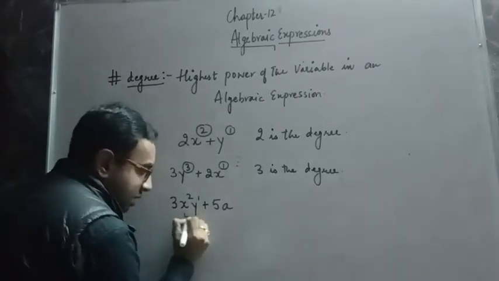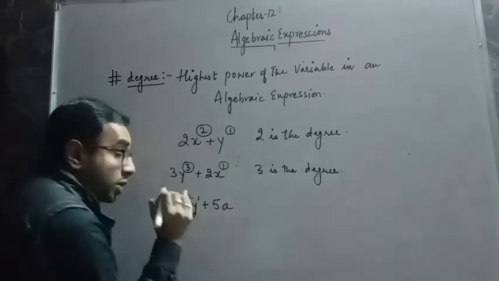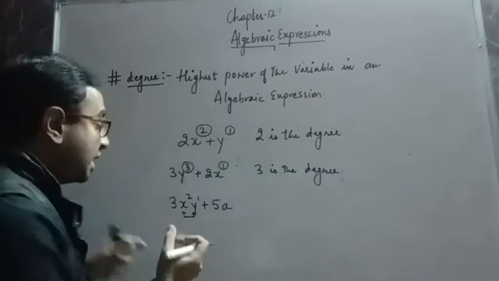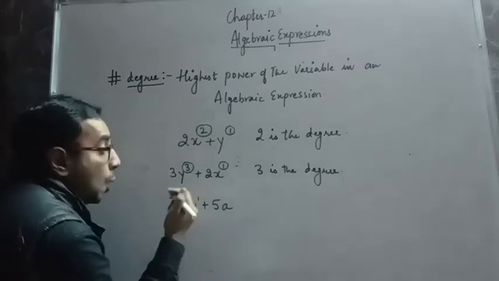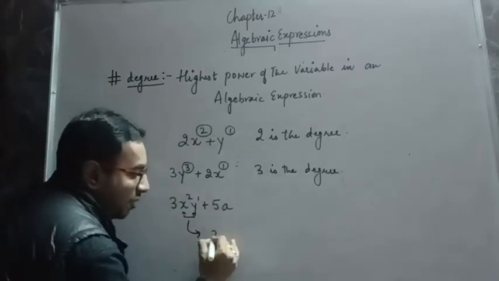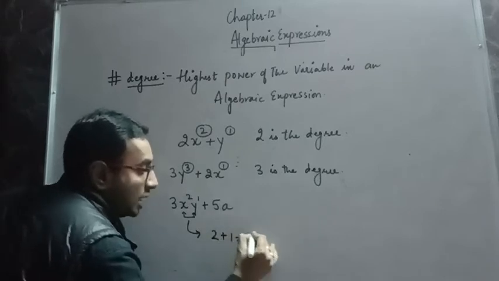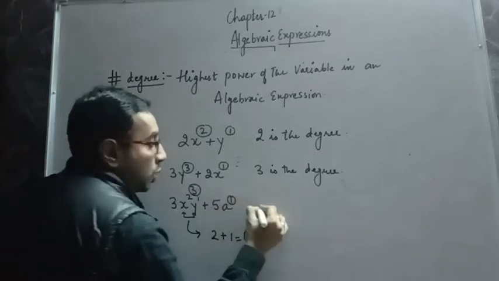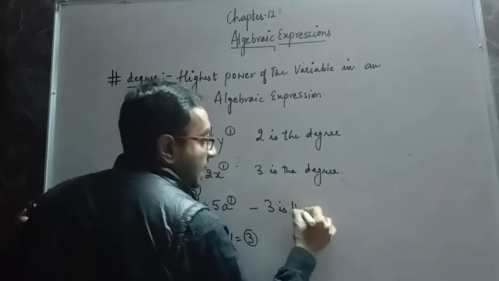In such cases, when two variables or three variables are simultaneously combined, then for that particular term, we add all the powers. For example, in this case, we will add 2 plus 1. So the total degree is 3. It means here total degree is 3, here total degree is 1. So what is the degree? 3 is the degree.